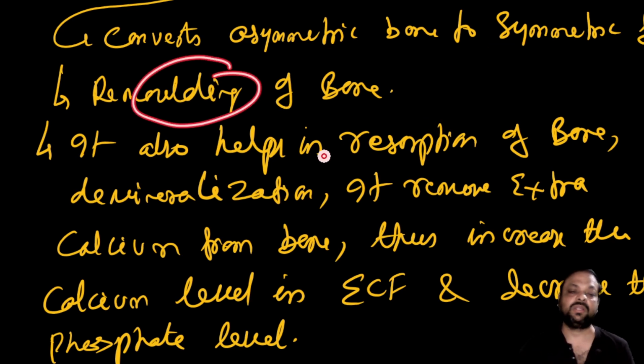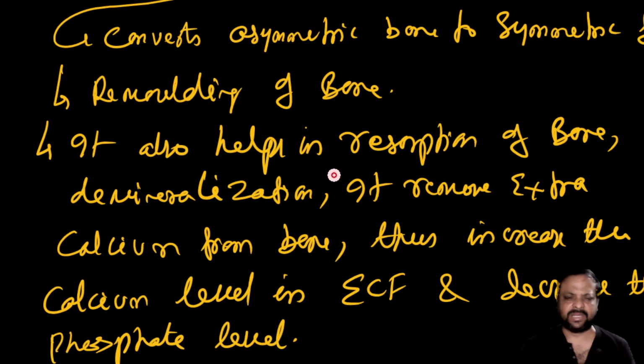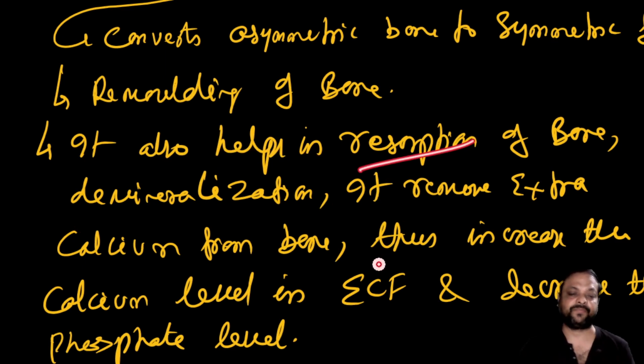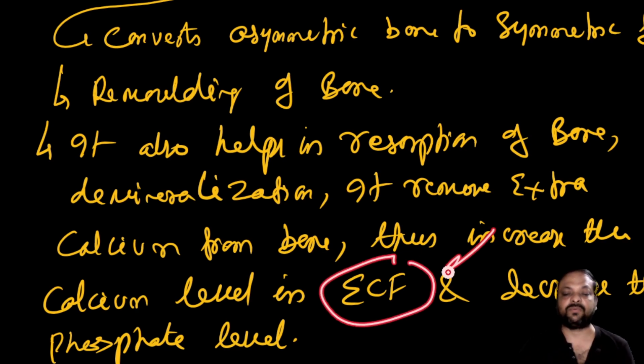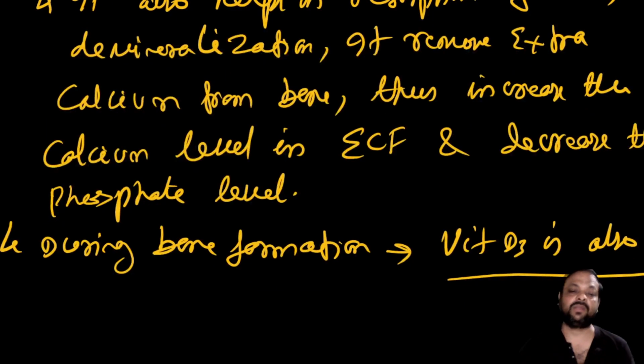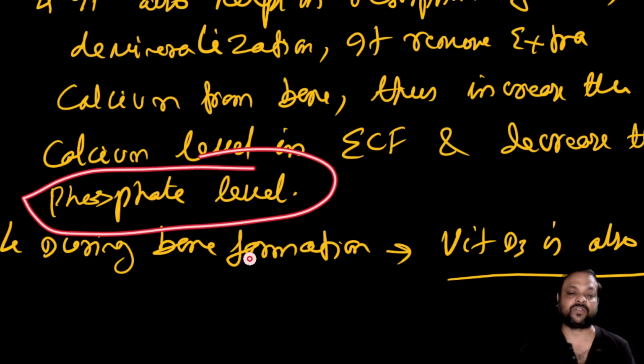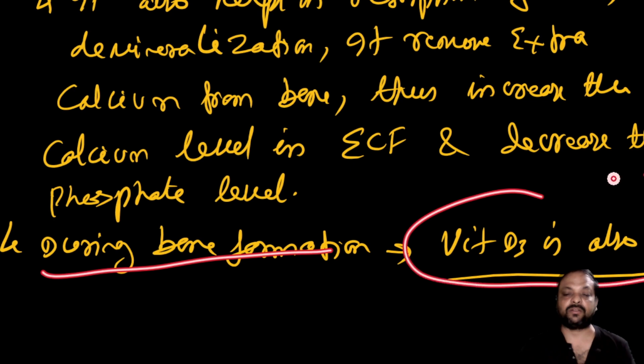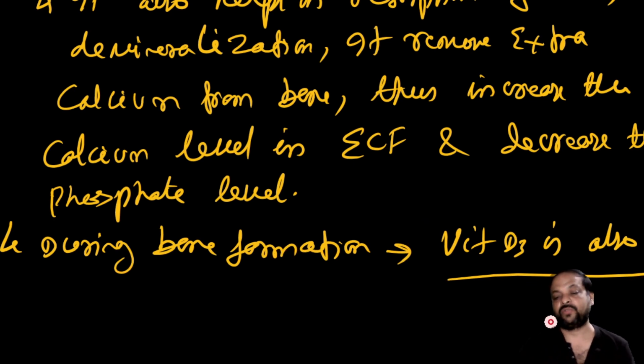It is called remodeling of bone, where these osteoclast cells remove the extra calcium from the bone, which is called demineralization or resorption of calcium. Calcium from the bone is removed, so in the ECF the calcium level goes on increasing. But simultaneously it removes the phosphate from the body through the kidney. And at last we came to know that bone formation does not only involve parathormone, but vitamin D3 also helps in the formation of bone. So vitamin D3 is also used during bone formation.